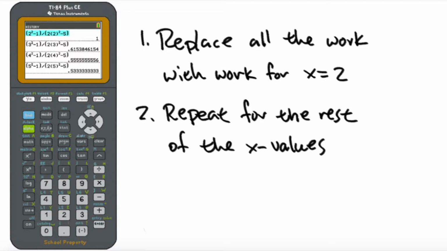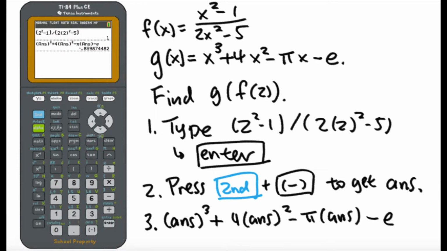What if you wanted to have an immediate answer? And what if, let's just say we're given another function g of x equals x cubed plus 4x squared minus pi x minus e. So after you get over the fact that there are crazy numbers in it, we can move on with our lives and do stuff with it. So let's say for whatever reason, you just found f of 2, and then wanted to find g of f of 2. Well, the function g is just that.